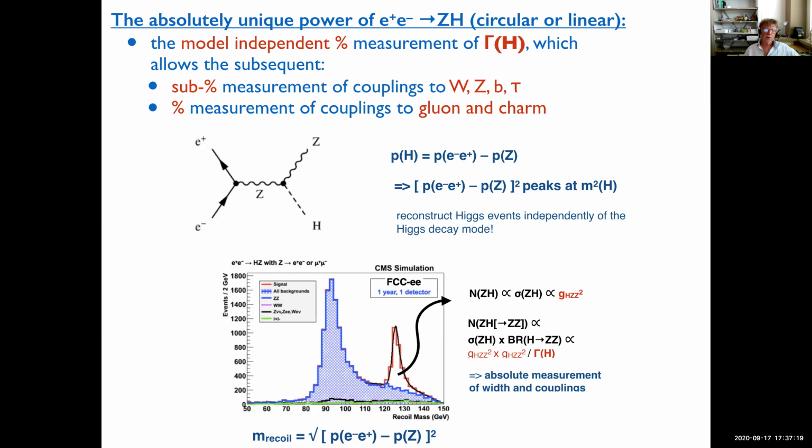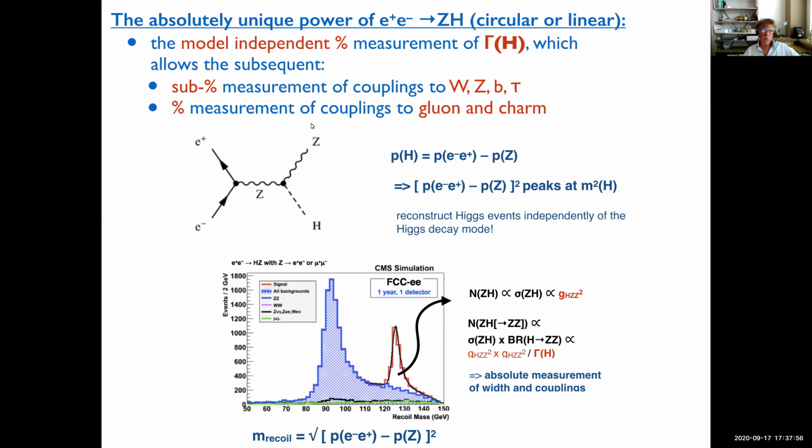Now, e+e- has a unique feature that cannot be matched by any other collider independently of the statistics, and that is the ability to allow a completely model-independent measurement of the total width of the Higgs, and therefore a completely model-independent measurement of some absolute branching ratios. I know that this was discussed by Mike last time, and this is something which is well known.